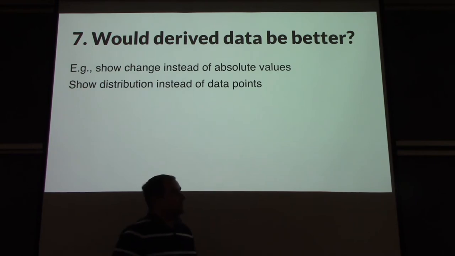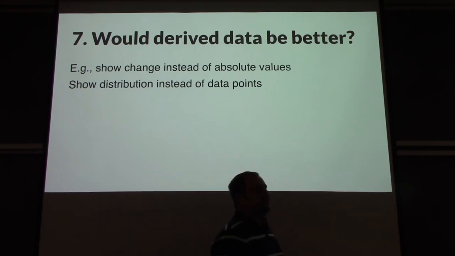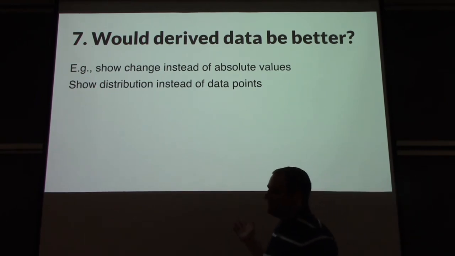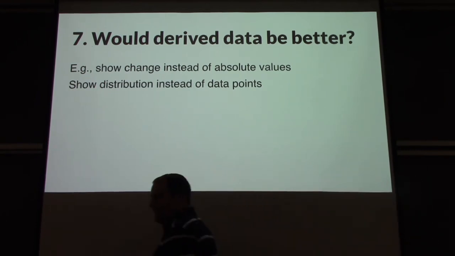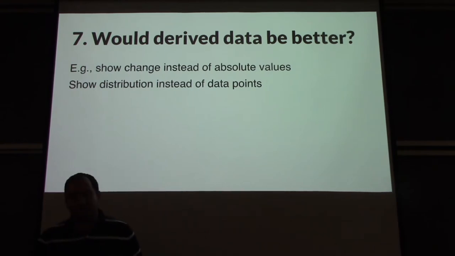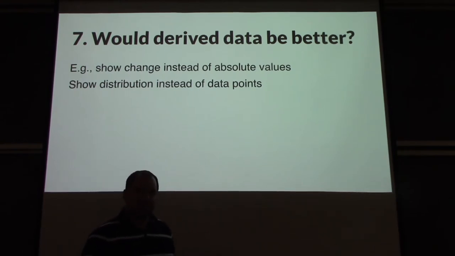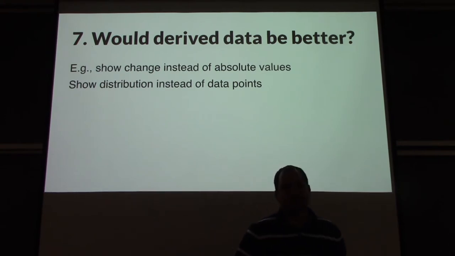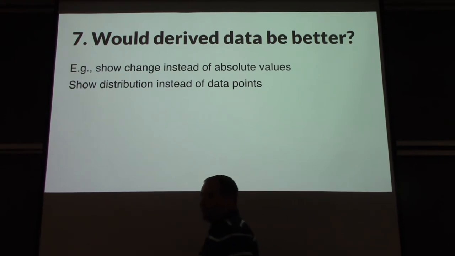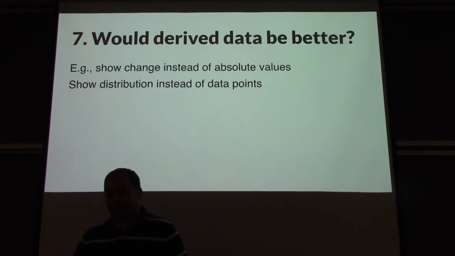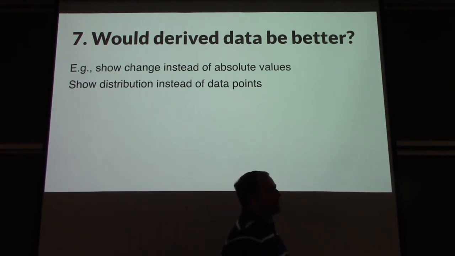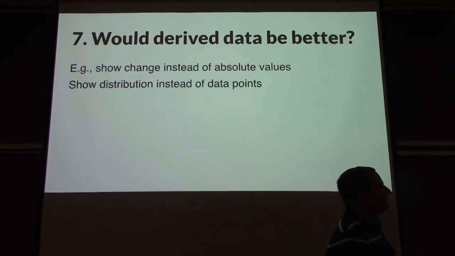The seventh question you should ask yourself is, would derived data be better? For example, for the change in tax rates, instead of showing the absolute tax rates, we could show the change in tax rate. So we can explicitly show a change instead of absolute values. Or sometimes it might be better to show a distribution instead of all of the data points.